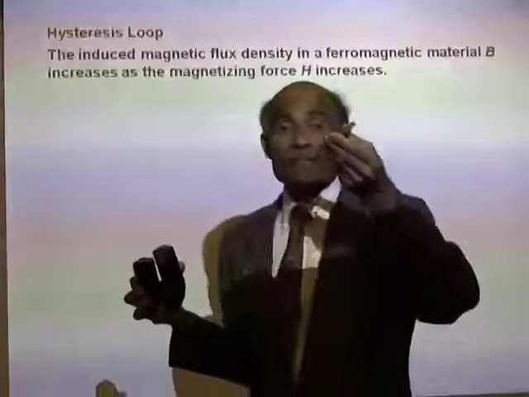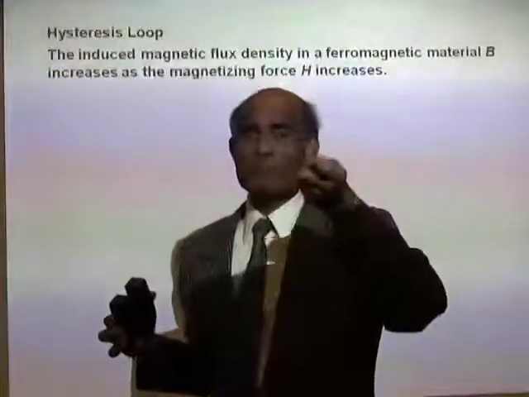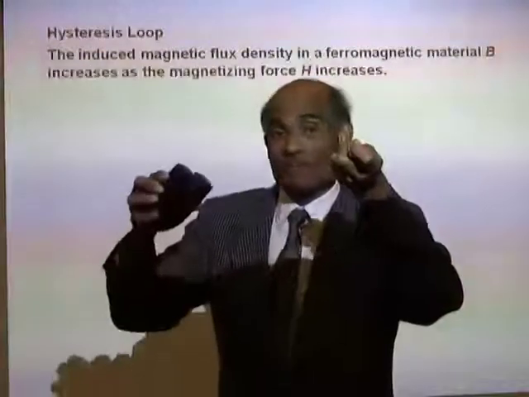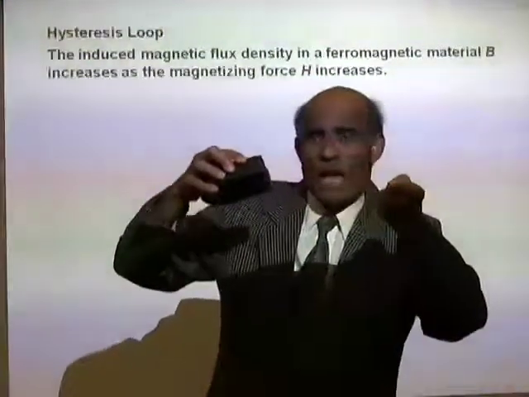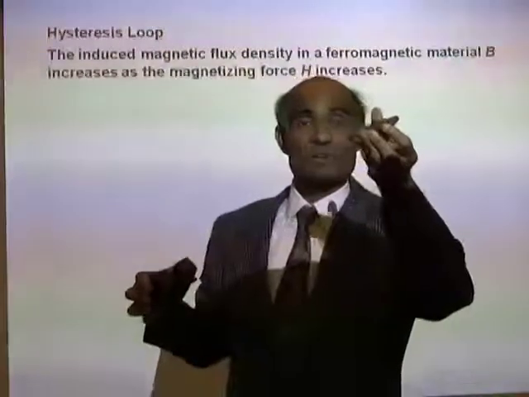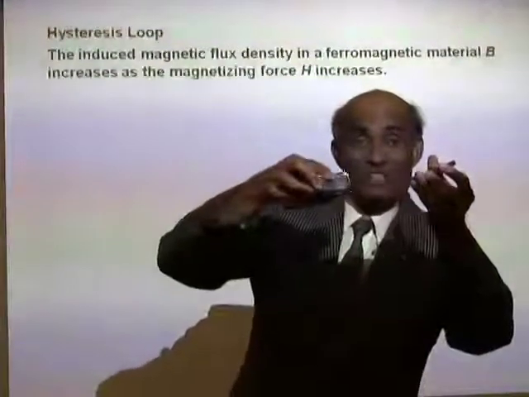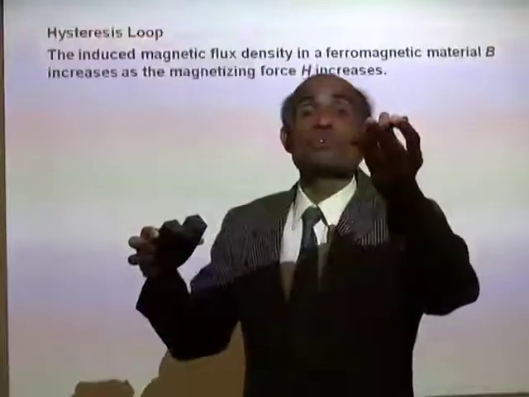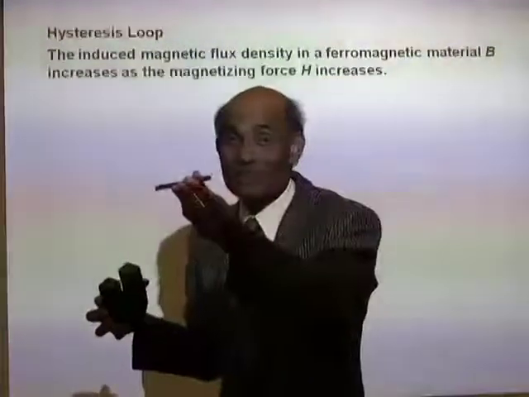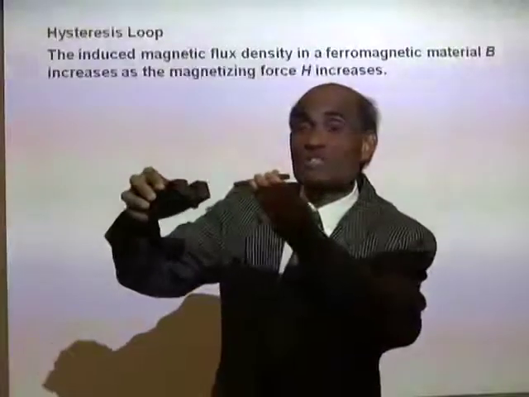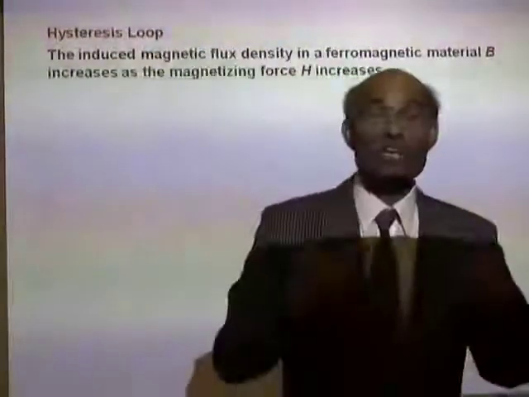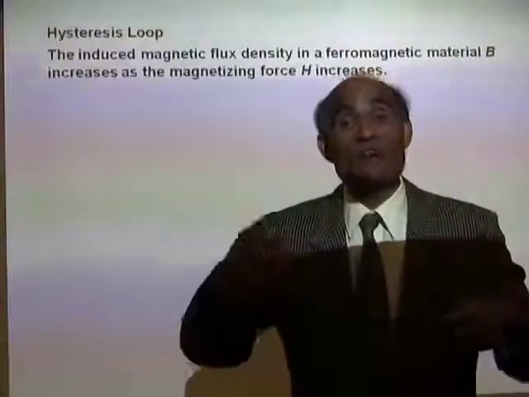So the extent of magnetization, that means the magnetic flux that is created in here, increases as the magnetizing force increases. So the magnetization of a magnetic material increases as the magnetizing force increases. Now, the hysteresis loop is a diagram that shows the amount of magnetization in a magnetic material compared to the external magnetizing field. Now you can see how strong it is.